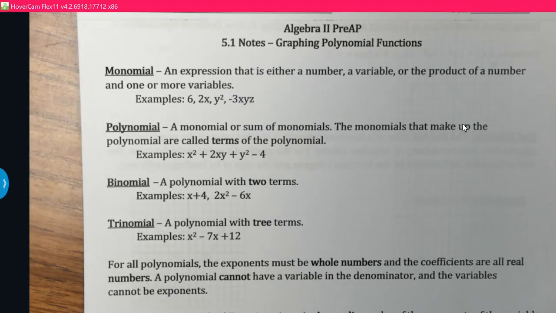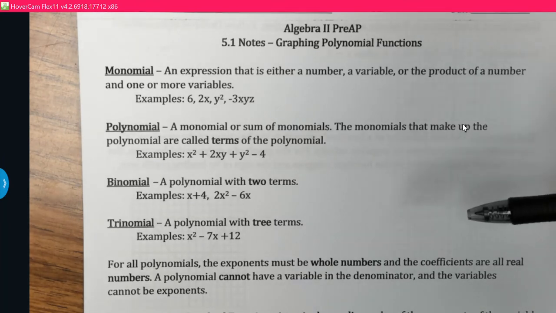Okay, so today we're going to talk about graphing polynomial functions and end behaviors of polynomial functions. So we're going to talk about the difference between a monomial all the way up to a trinomial first.